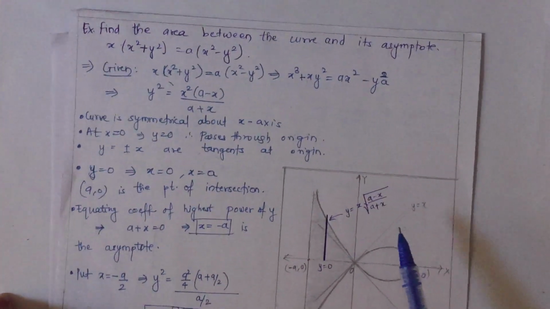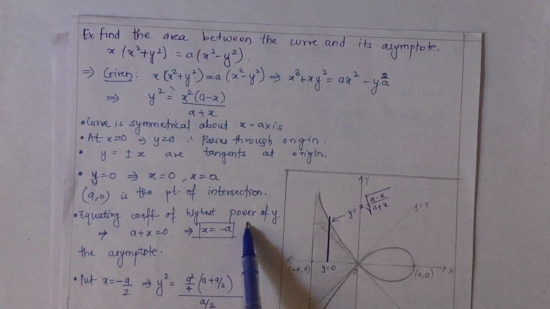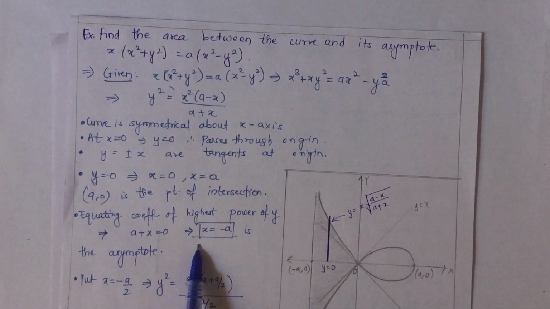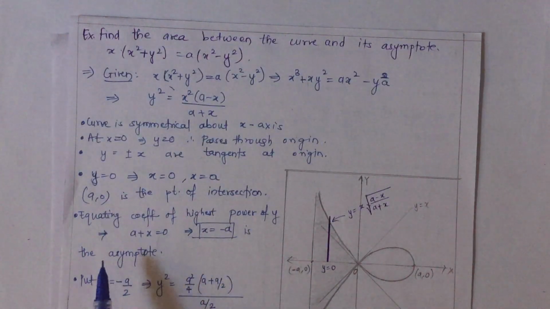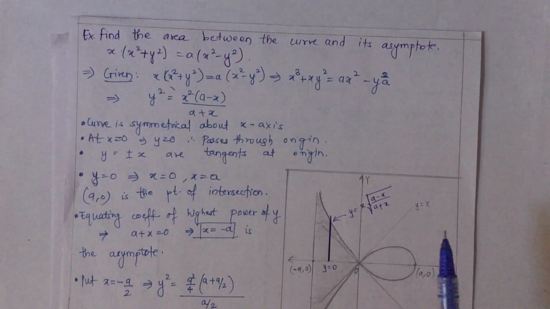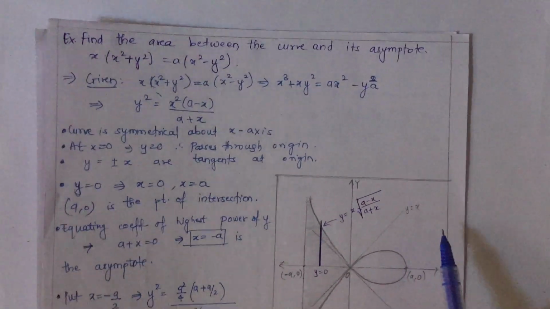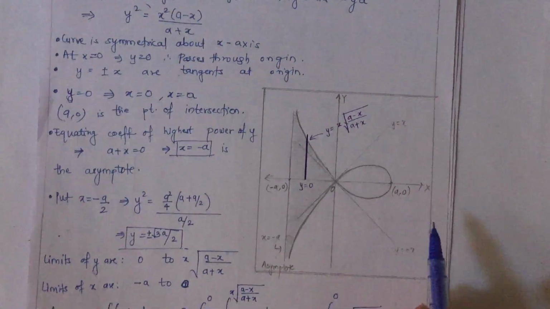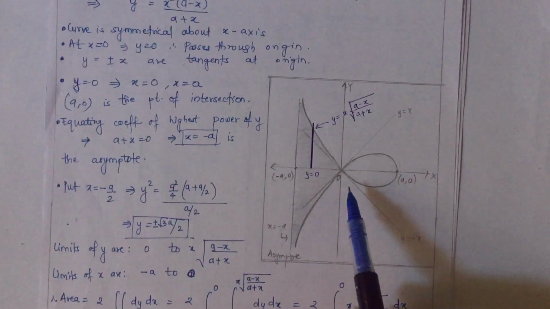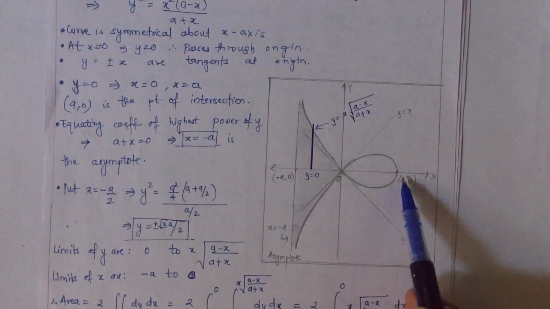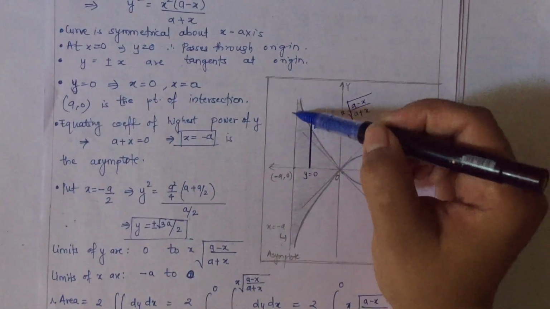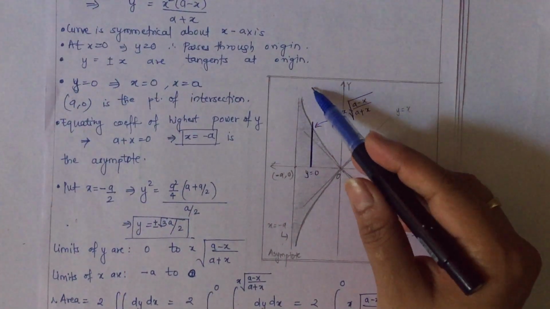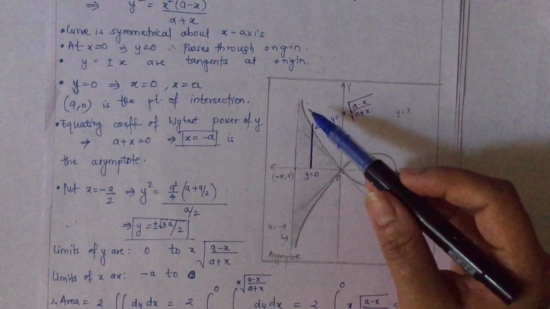Okay, and equating the coefficient of highest power of y, now we get the equation a plus x, means we obtain x is equal to minus a as the asymptote of this curve. So the curve will not go beyond x less than minus a and x greater than a. So such will be the curve. There will be a loop between 0 to a. On the negative side of the x-axis, the curve will go up to this asymptote.